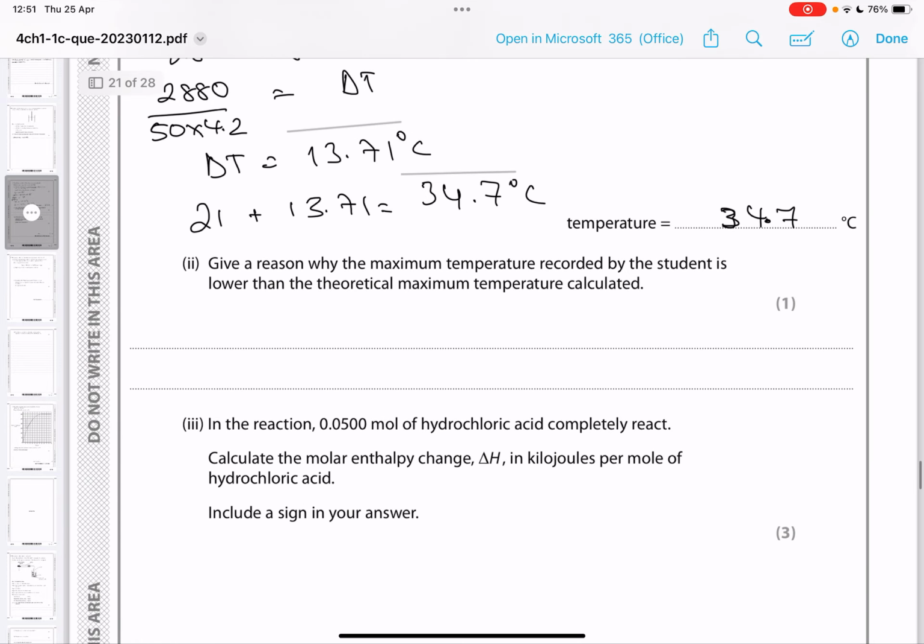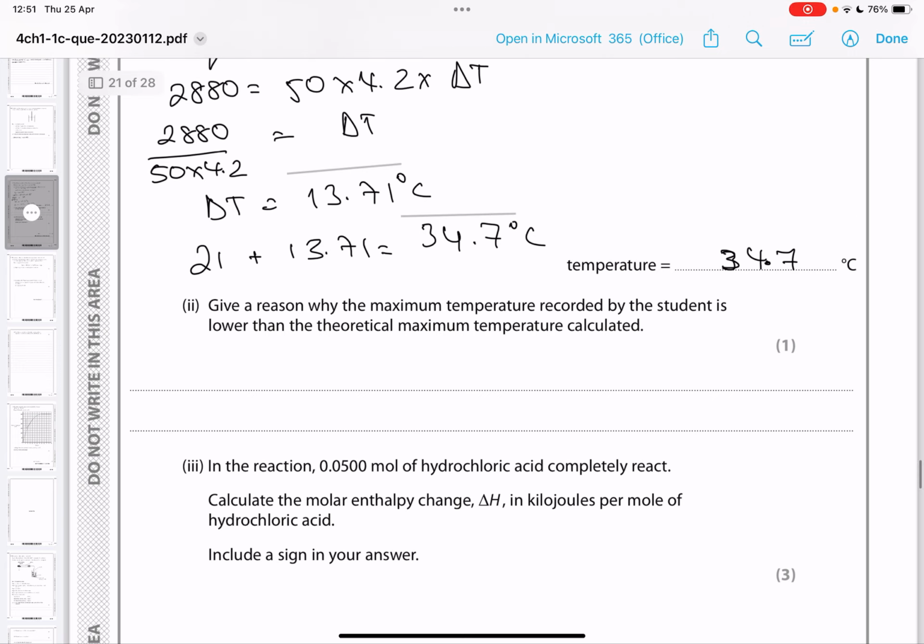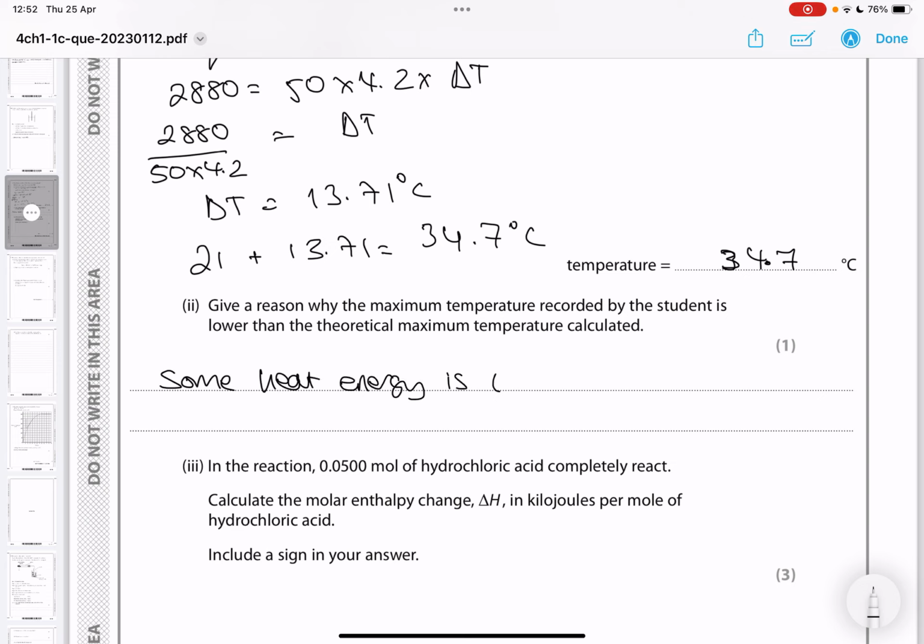Okay. Give a reason why the maximum temperature recorded by the student is lower than the theoretical maximum temperature calculated. Okay, so this is such a common question, and there's literally the same answer that repeats through all the papers. It's the fact that some of the heat energy is lost to the surroundings. The reason why the temperature change isn't as high as we calculated is because in reality it's not going to be an ideal experiment, and some of the heat energy is going to be lost to the surroundings. Okay, so that's the answer. Some heat energy is lost to the surroundings.